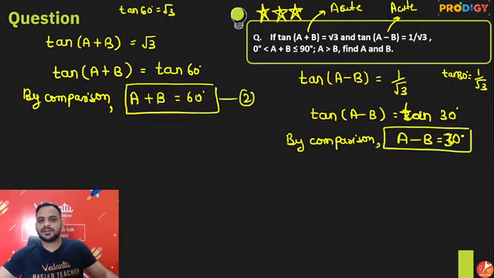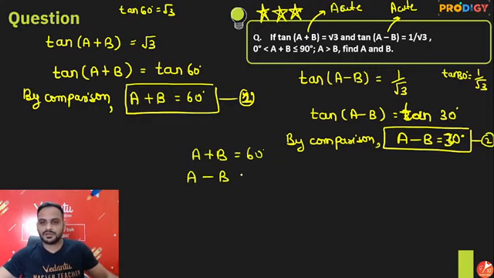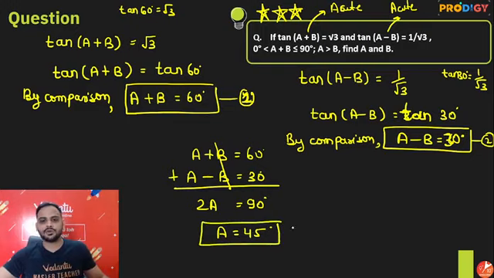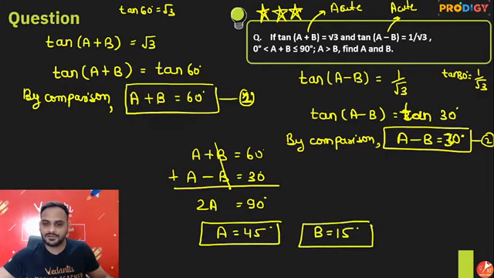Alright. Now you'll see beta, linear equation in two variable. This is equation 1. This is equation 2. Let's start with adding these two. So A plus B is equal to 60. A minus B is equal to 30. Add both. B got cancelled. 2A is equal to 90. So A is equal to 45 degree. Put this value of A is equal to 45 degree either in equation 1 or in equation 2. So 45 plus B is equal to 60. You will get B is equal to 15 degrees.